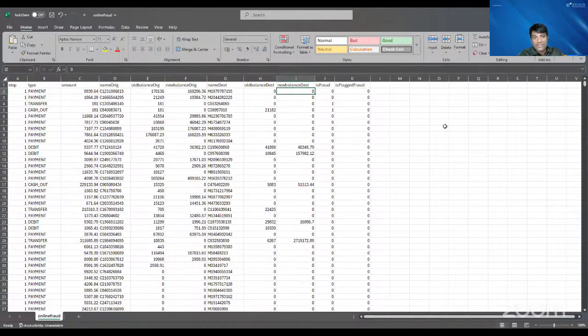So here the parameters are very small because it is dealing with just five important things. Old balance and new balance of the origin, old balance and new balance of the destination, these are four. And then the amount which has been sent, which is five, and whether that particular transaction has been flagged as fraud or not. That's it.